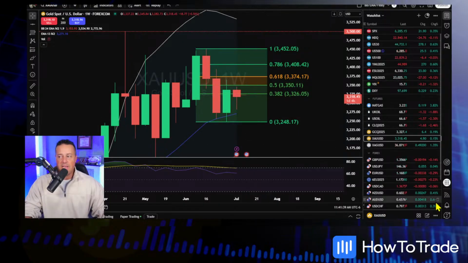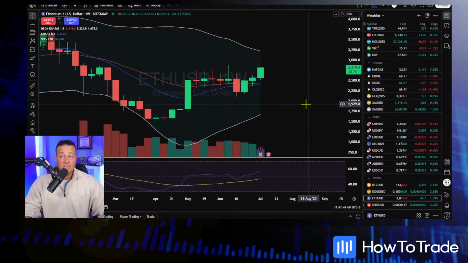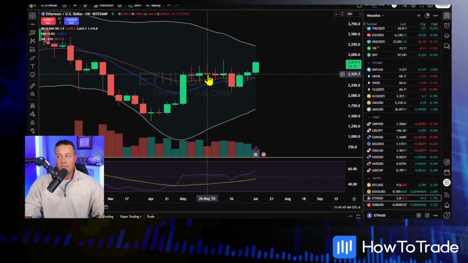Let me see. Great Britain Pound NZD. Yeah, we want to look at Ethereum as well. We had somebody who wanted to look at Ethereum. The breakout's on clearly. This is absolute compression.